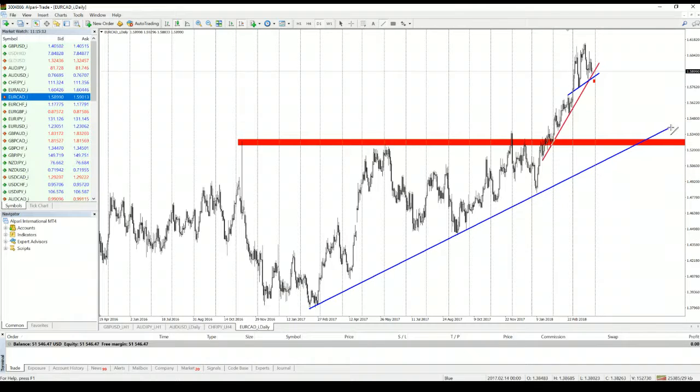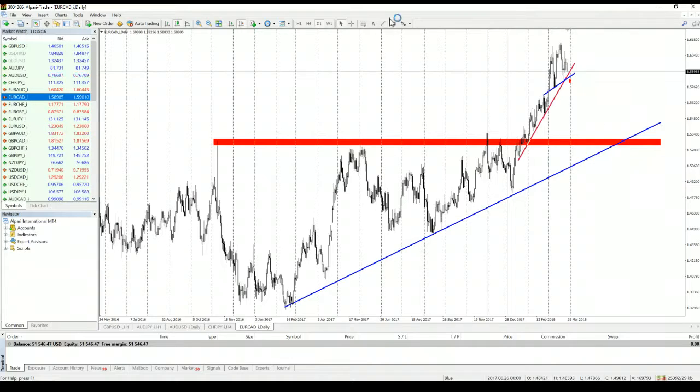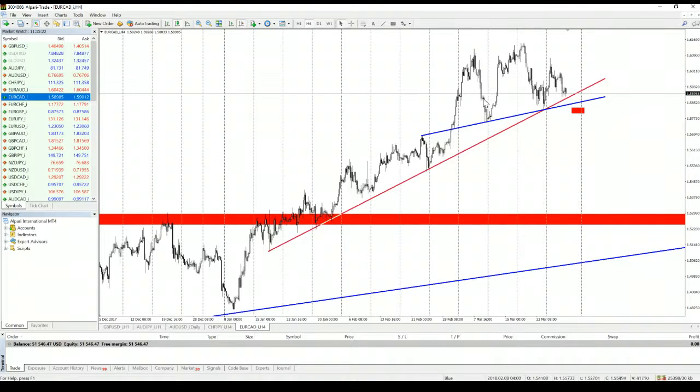Also taking into the consideration this uptrend line, I think that target here would be pretty nice.